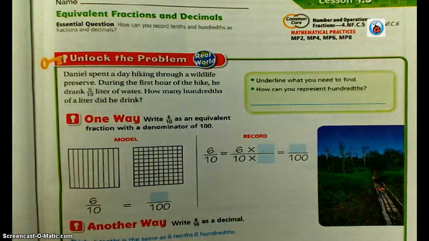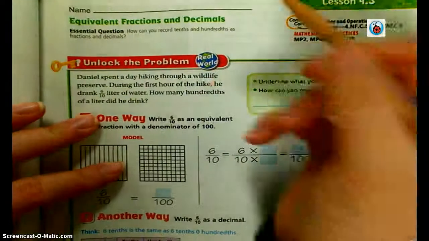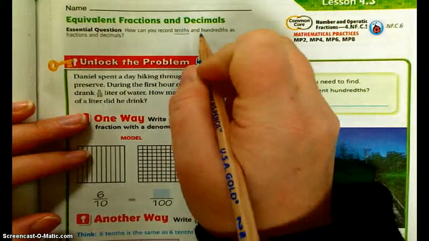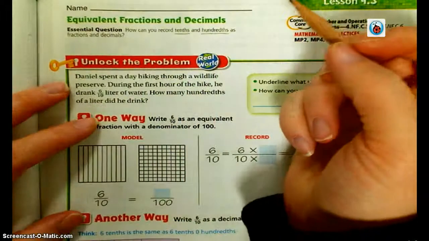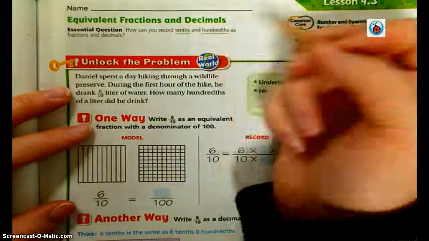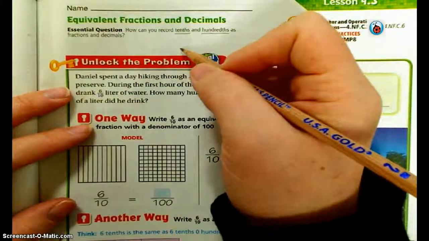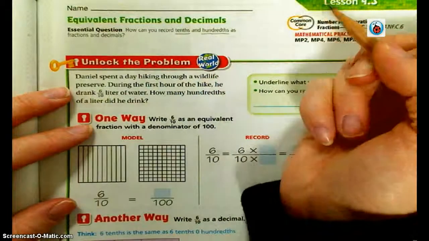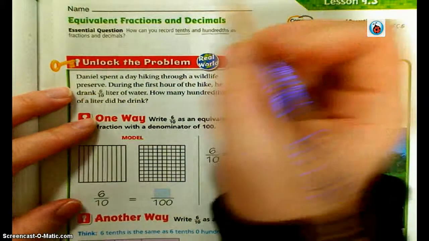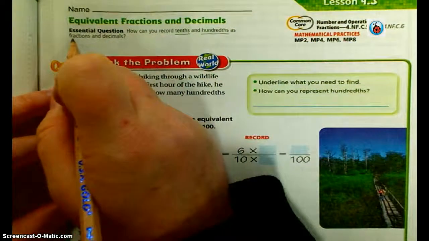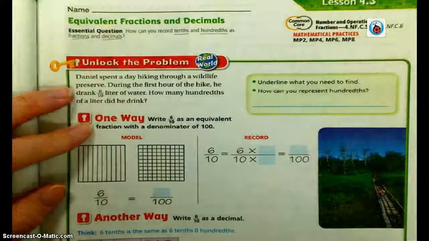Okay, today in lesson 9.3, our essential question is, how can you record tenths and hundredths as fractions and decimals? We already know what tenths and hundredths are, the tenths place and the hundredths place, and we also know how to write that as a fraction with a 10 or 100 in the denominator. So we can probably do both fractions and decimals today.